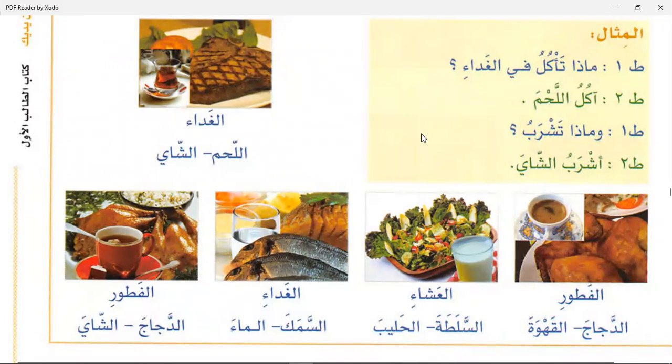No, I need two students. Raise your hand. Anybody who wants to read, raise your hand. Ms. Tasin, you are first student. Ms. Satya, you are second.